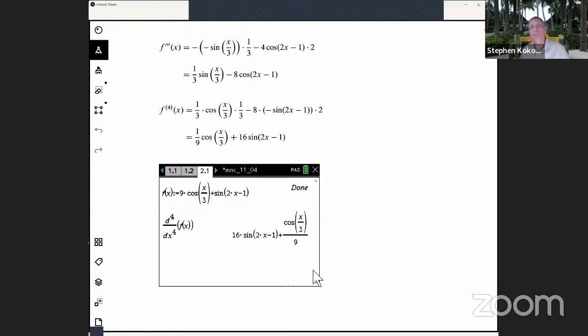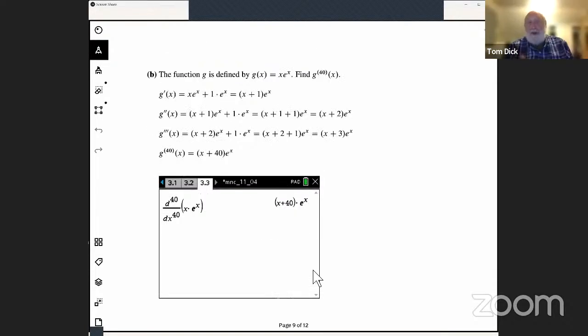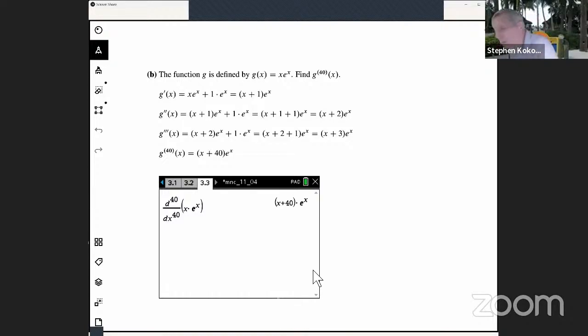And so you can actually find the fourth derivative on the TI-Nspire exactly symbolically, and there it is. That's really cool. Provided you have the TI-Nspire. Provided you have the CAS version. Yes. Thanks, Tom.